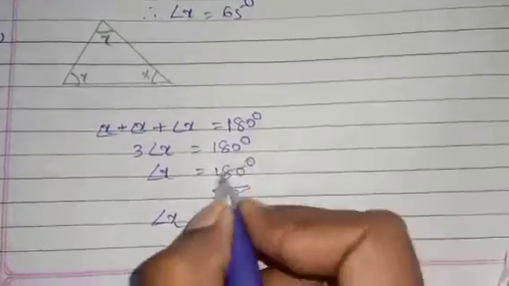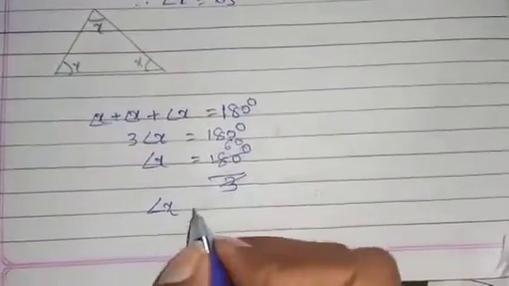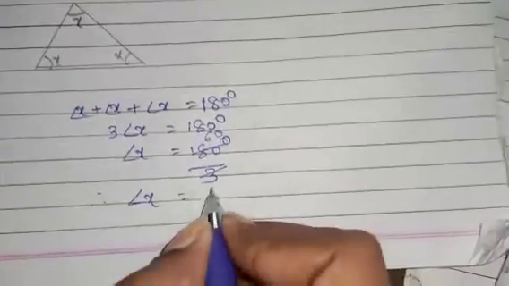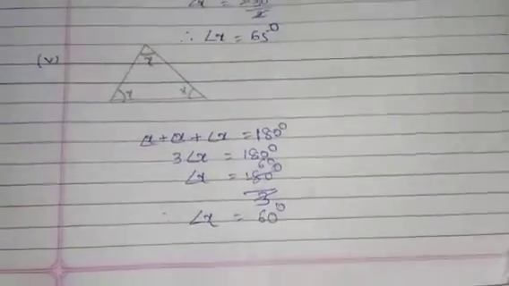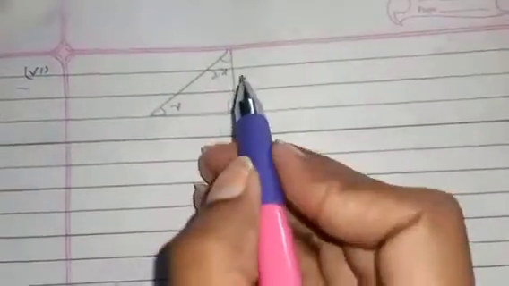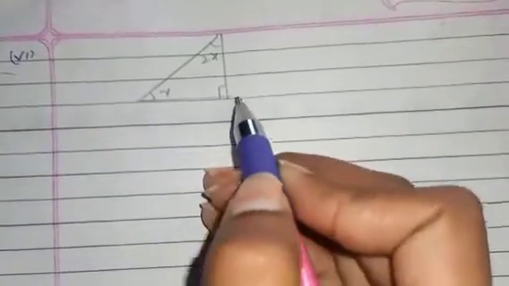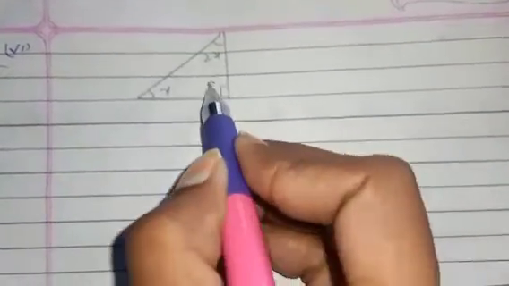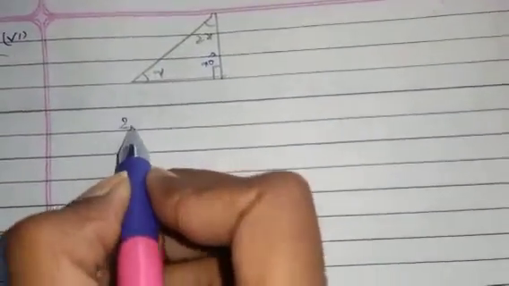Angle x is equal to 36, 18 and 0. So therefore angle x is equal to 60 degrees. Now the next one, 2x and x. Here the altitude means a straight line, it is 90 degrees. Okay, so we have to use the same formula.